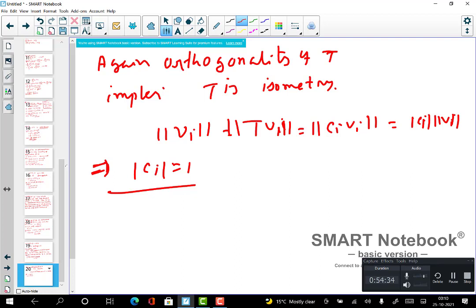For complex spaces, T star equals T inverse. But in the real case, T orthogonal means T transpose T equals T T transpose. That's why we are writing self-adjoint separately. But the same thing is true for complex inner product spaces also. Maybe we can prove that as homework.